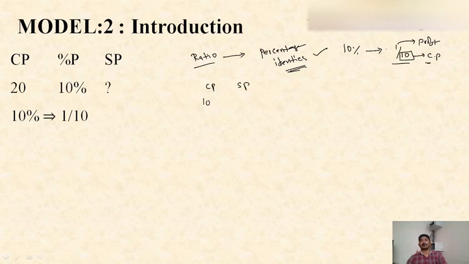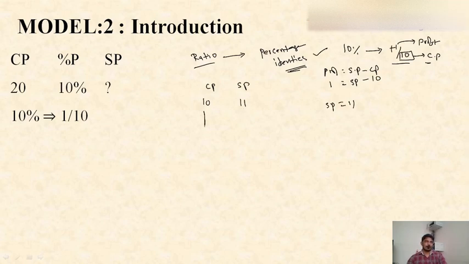If we are getting a profit, we consider it as a positive symbol. Then what is the selling price here? We know the profit is equal to SP minus CP. So here the profit is 1, and SP minus 10 gives us that the SP value is 11.